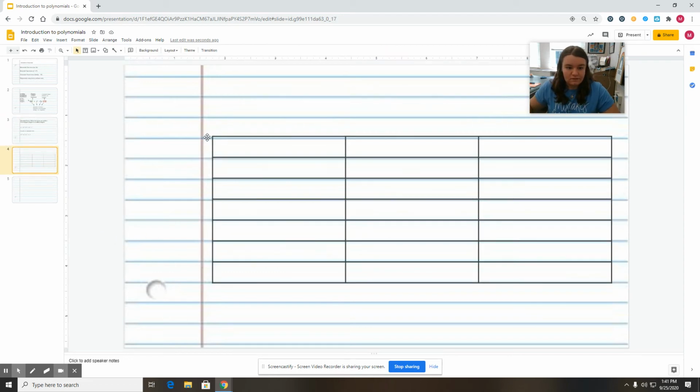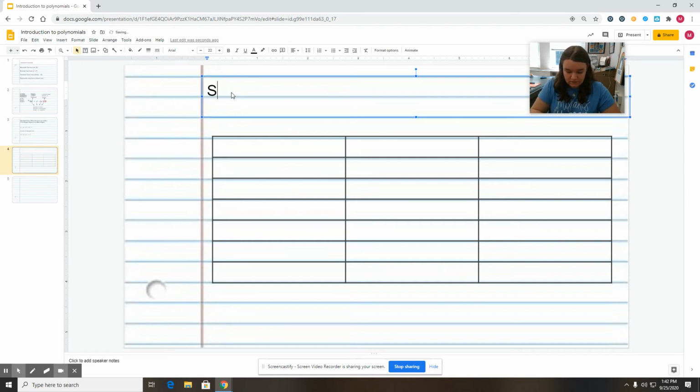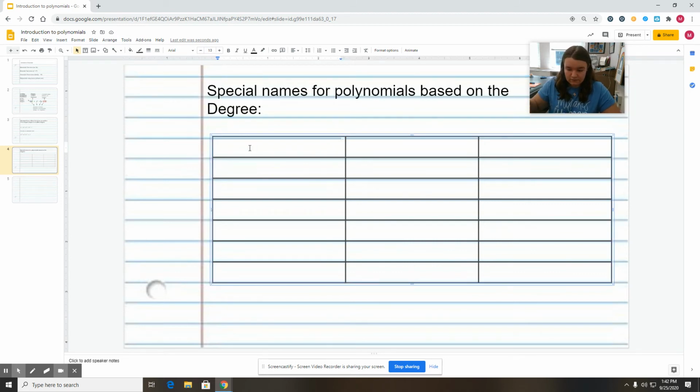Okay. Last of the new vocabs here. So these are special names for polynomials based on the degree. So we can name things based on the number of terms. That's our monomial, binomial, trinomial. But we can also name things based on the degree. So we're going to make a little table here with degree, example, and what we call it.